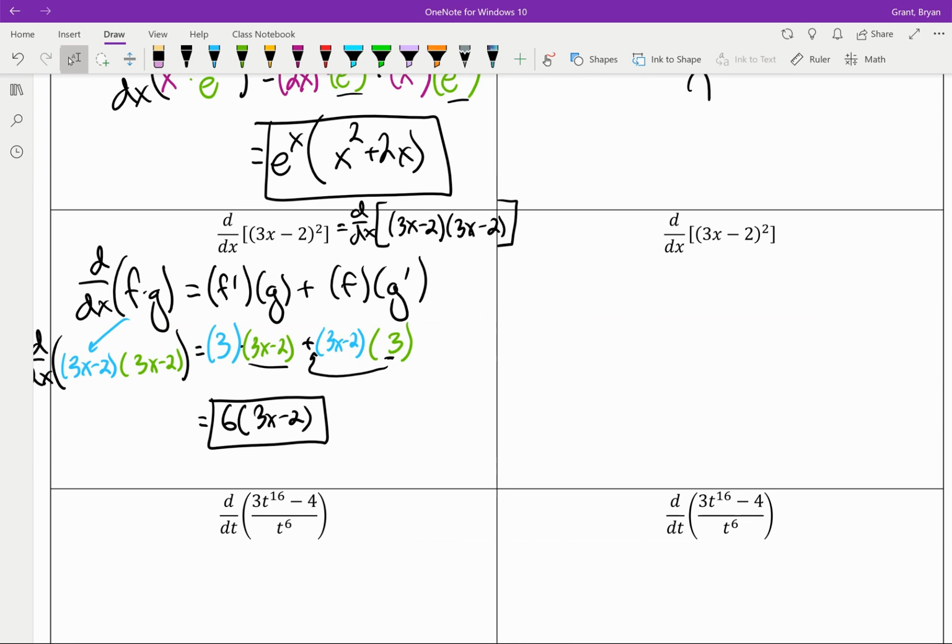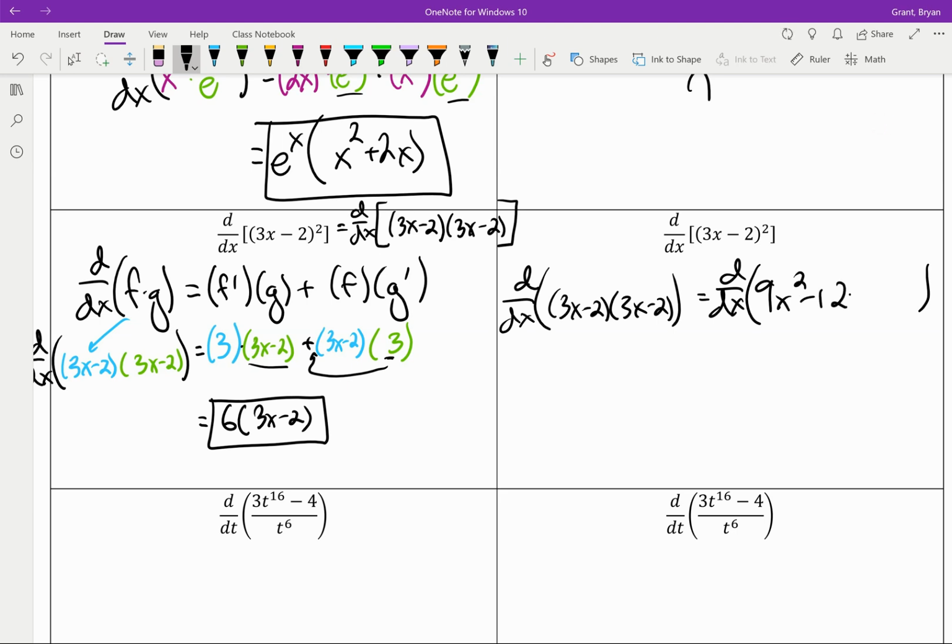Now, can we do this one without the product rule? Well, yes, actually, I think we can. And the way we do it, of course, is we start with the expanded form. So we start with 3x minus 2 times itself, and then we multiply everything out. When you multiply everything out, you'll get 9x squared minus 6 minus 12x plus 4. That's already a bunch of work, probably more than the product rule.